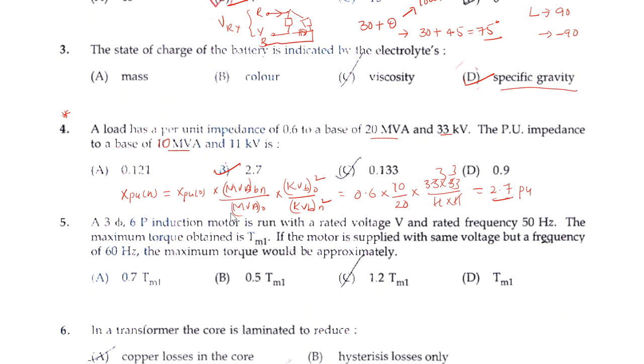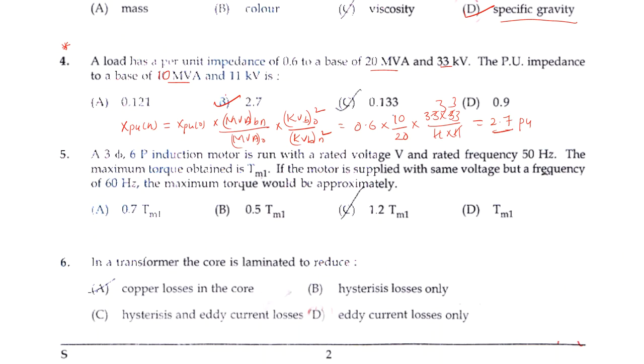Next we'll move to the next question. A three-phase 6-pole induction motor runs at rated speed, with rated voltage V and rated frequency 50 Hz. The maximum torque obtained is Tm1. If the motor is supplied with the same voltage but frequency of 60 Hz, the maximum torque would be approximately, we know that the maximum torque is proportional to (V by F) whole square.